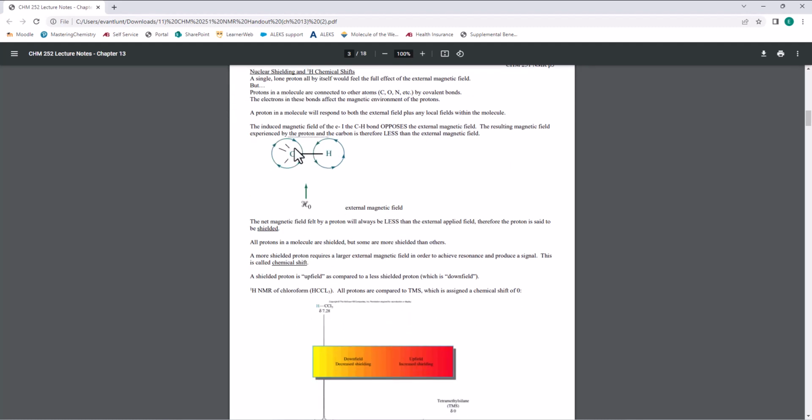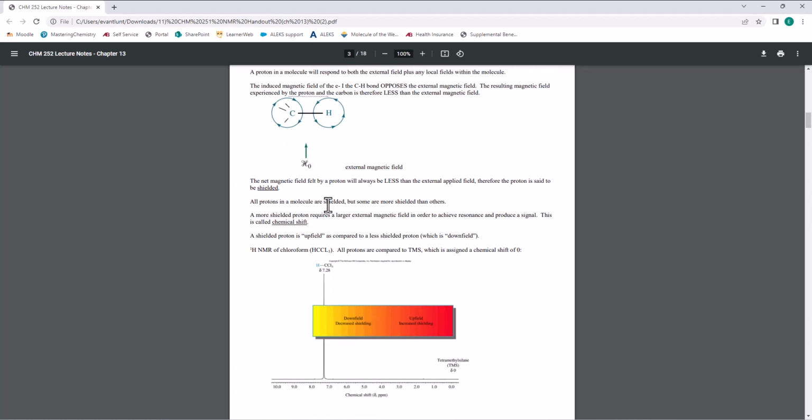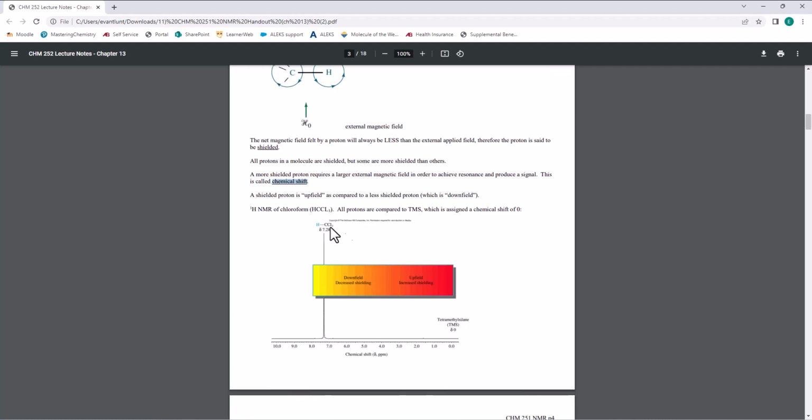We call this effect of the atoms around the proton shielding. And we say that the more effect there is on the proton, the more shielded that proton is. So all protons in the molecule are shielded, but some will be more shielded than others, and we measure that shielding by what is called chemical shift.